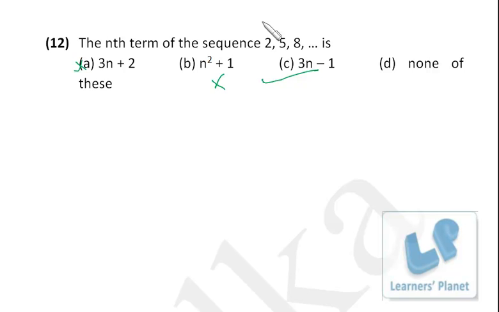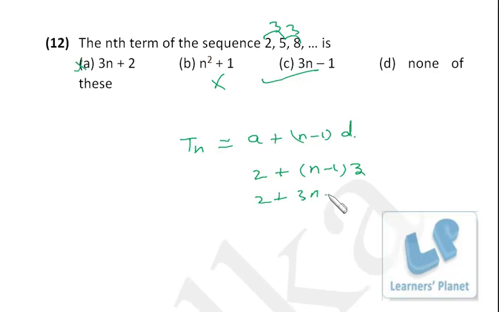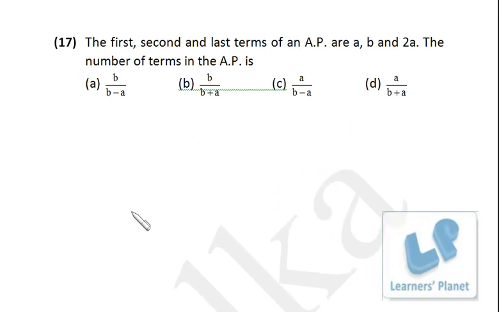Apart from that, you can see this difference is 3, this difference is 3. That means it is an arithmetic progression. For any arithmetic progression, the nth term is A plus (n minus 1) D. So here A is 2, and D is 3. So it's 2 plus 3n minus 3, so we can say 3n minus 1. So this is the correct choice. So you can go by options, or you can manually find the nth term. Anyways.